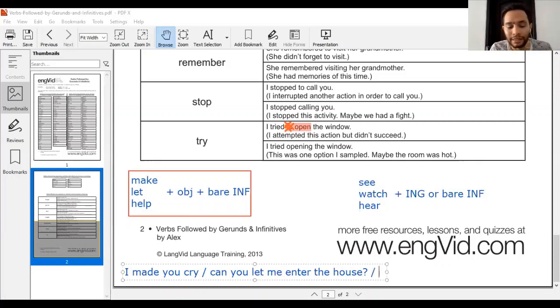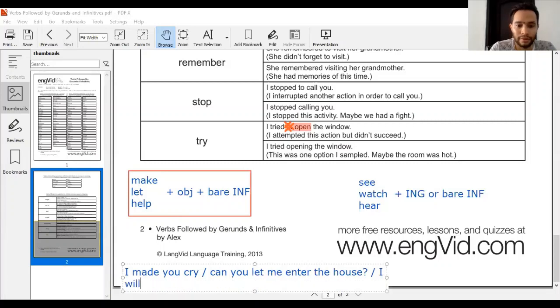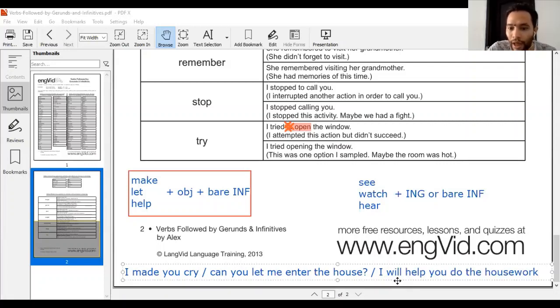And in the case of help, like, I will help you do the housework. Take a look. Help you to do the housework. No lo uso, ¿cierto? Digo simplemente, I will help you do the housework. Pero ¿qué pasa? En el caso de help, aquí hay una pequeña excepción.